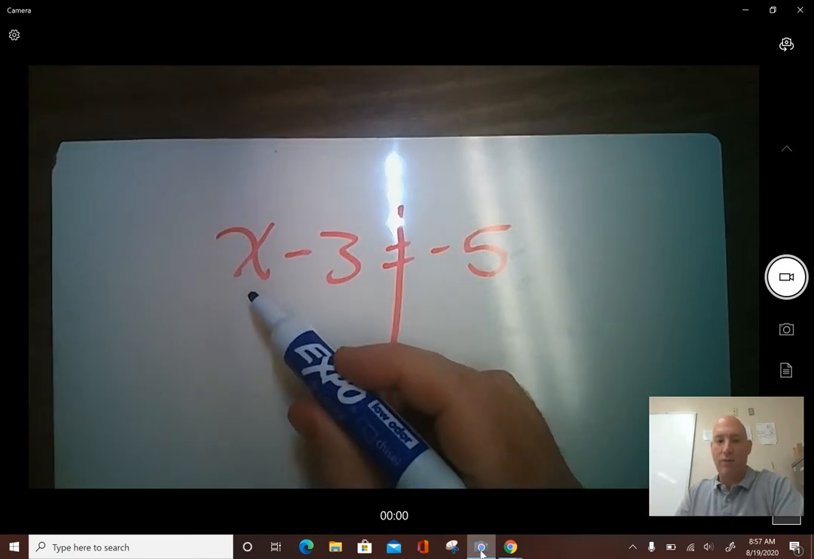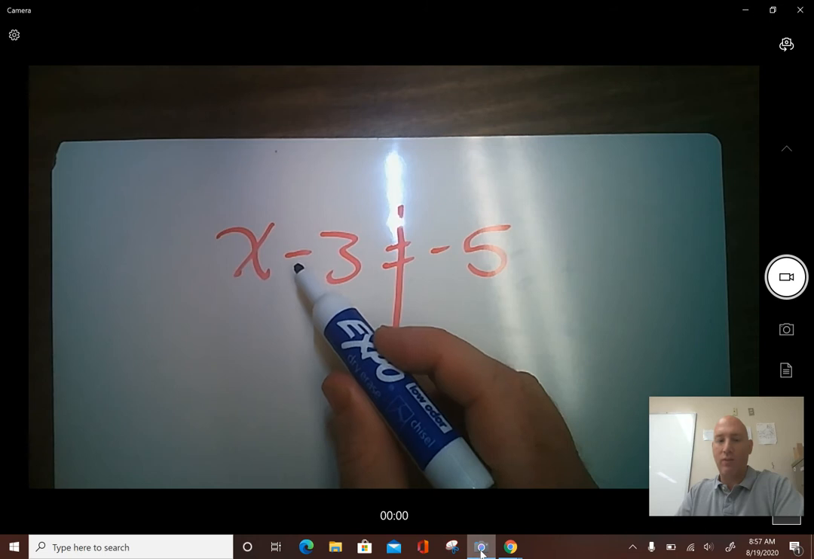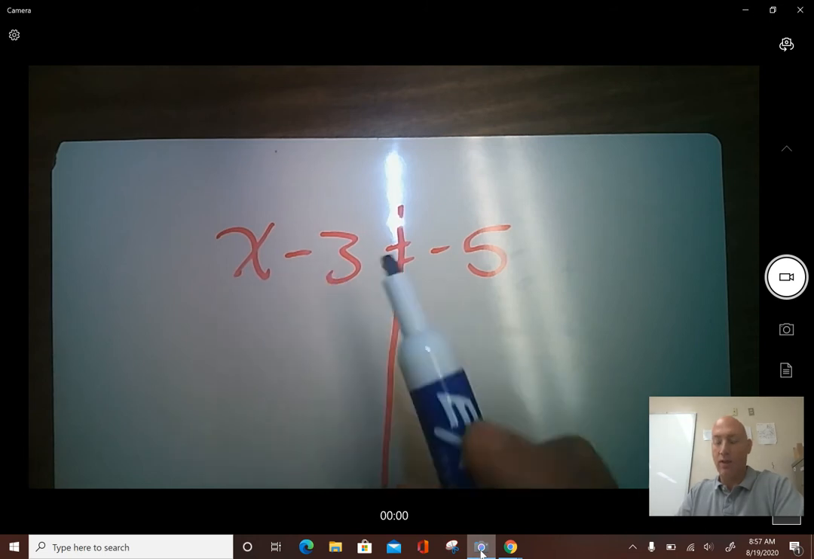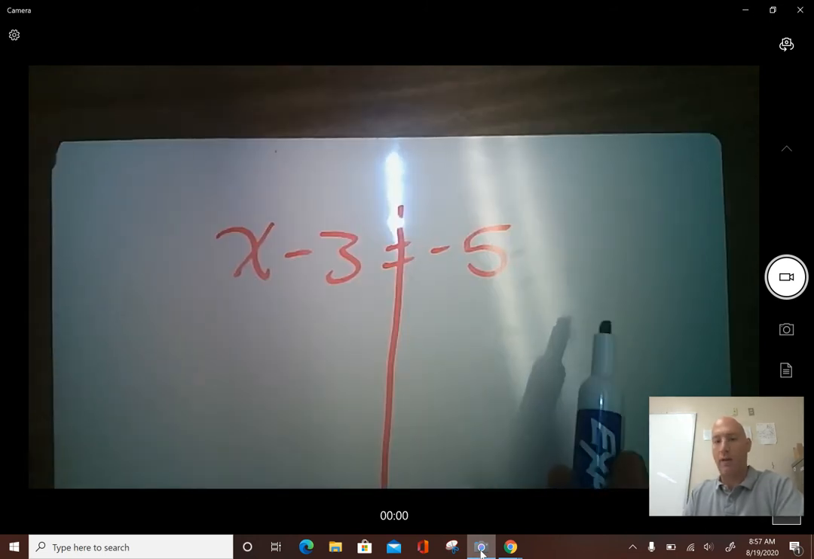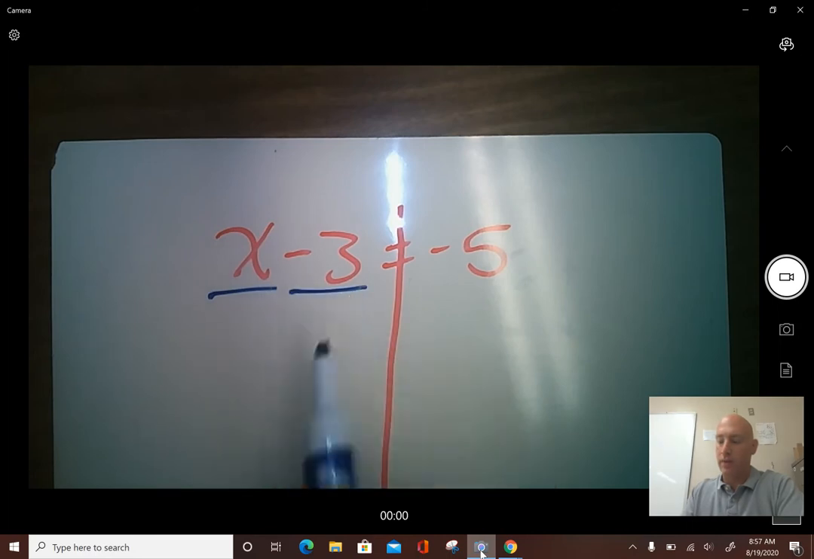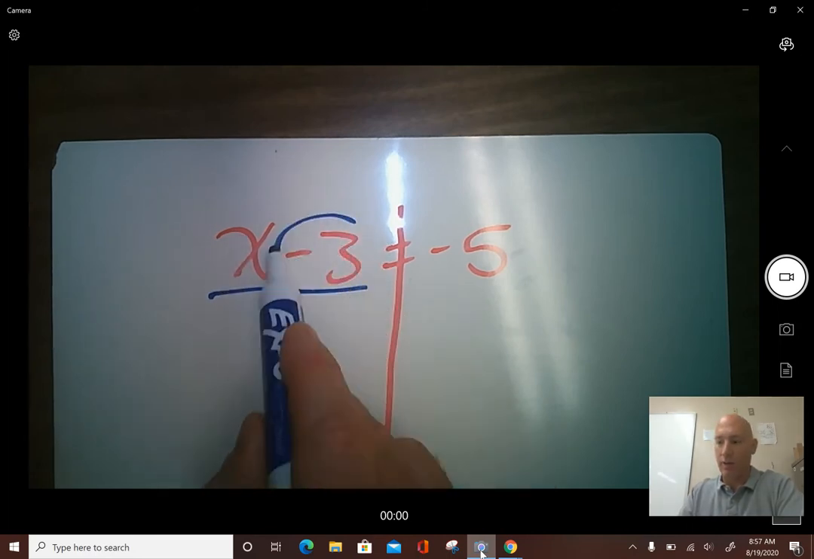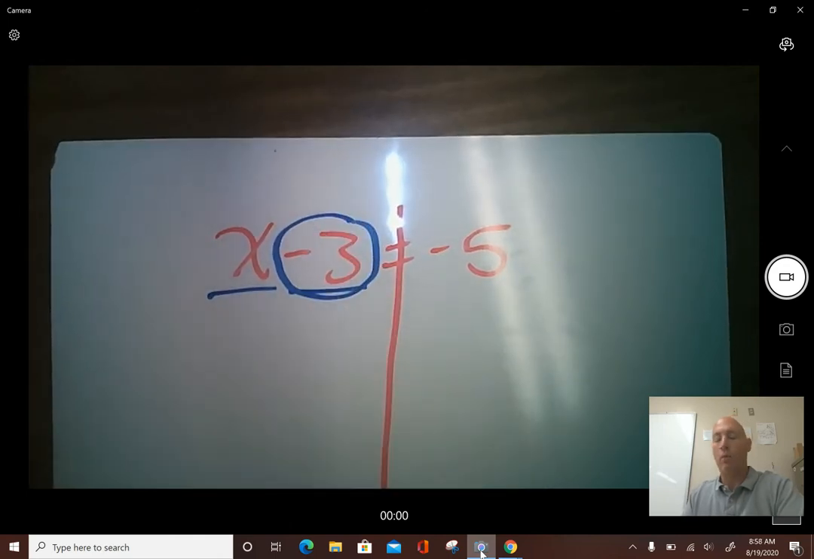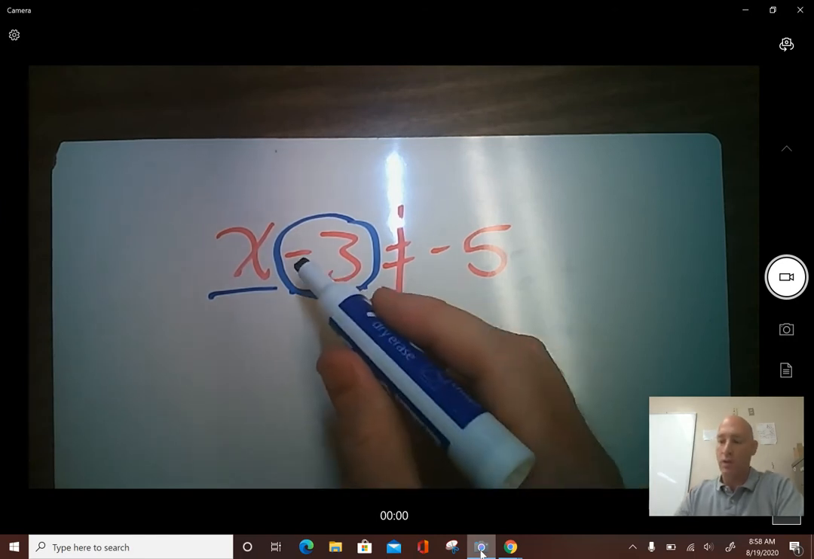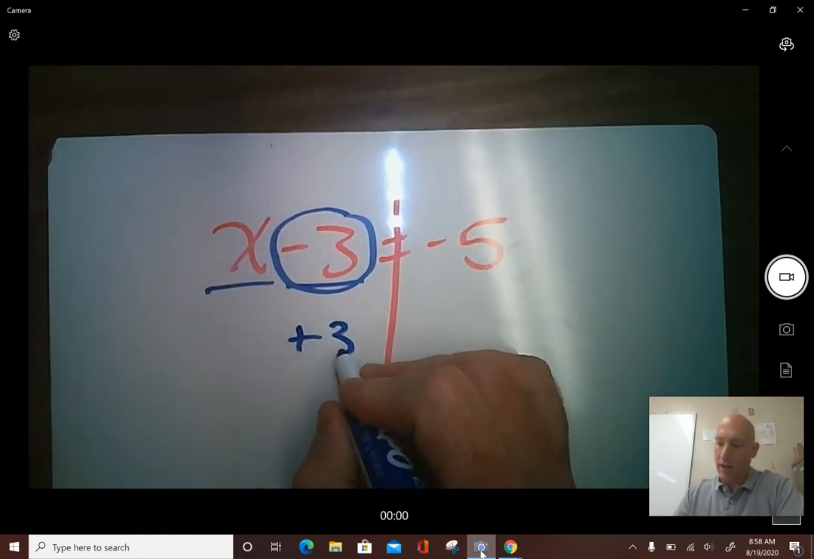How do I get rid of it? Well, how do I get x alone? I have to get rid of that negative 3. It's a minus 3 when I talk about it, but as a term, there's two terms. I have an x and a negative 3. I want to get rid of that negative 3. Well, we already talked about what's the opposite, what's the inverse operation. How do I undo minus 3? To undo minus 3, I add 3.